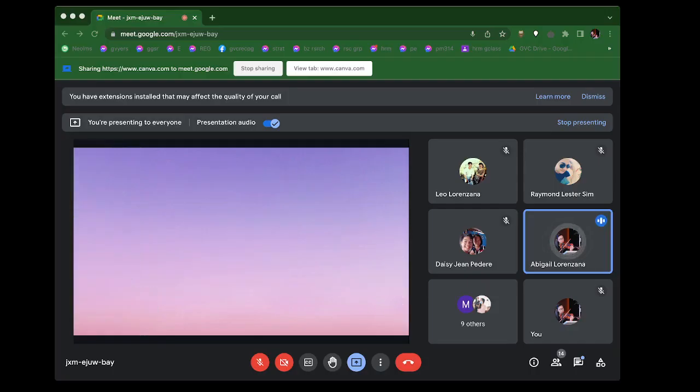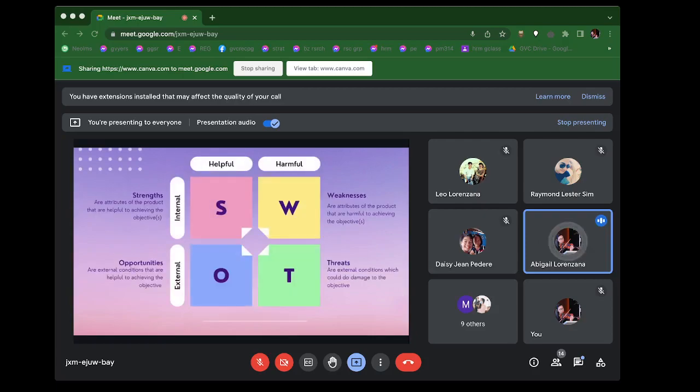Okay, so SWOT analysis. Strengths and weaknesses are internal factors. Ibig sabihin, panloob siya. Those are the things within the control of the organization. These are the things that your company, or the people and the team in your company, can change and adjust. These things are controllable. You have power over this.